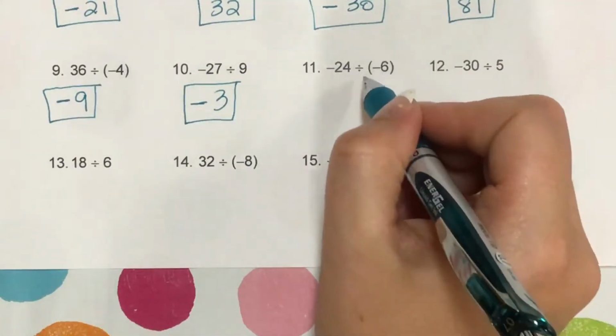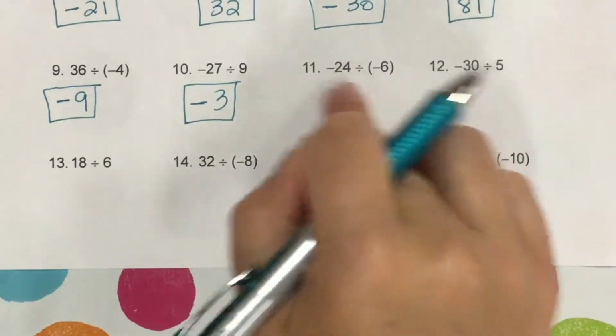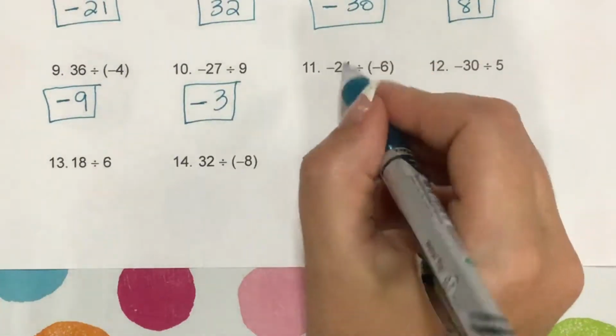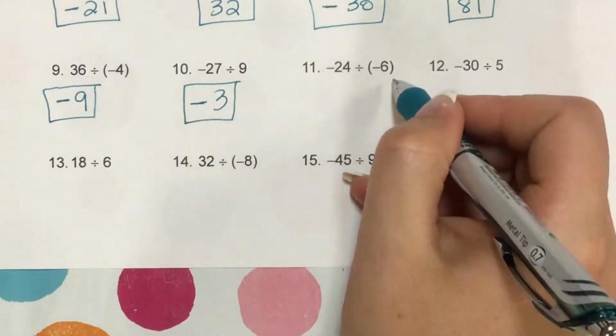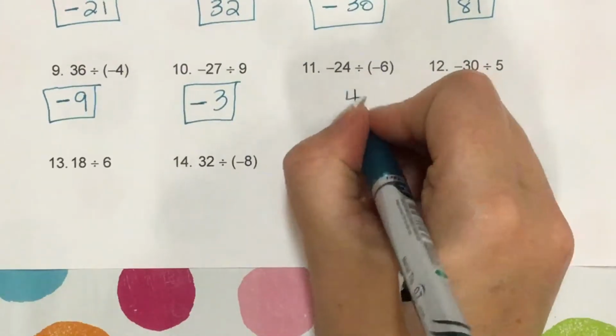Negative 24 divided by negative 6. So we have a negative and a negative. The signs are the same, which means our answer is going to be positive. So we just need to figure out what is 24 divided by 6. How many times does 6 go into 24? And it goes in 4 times.